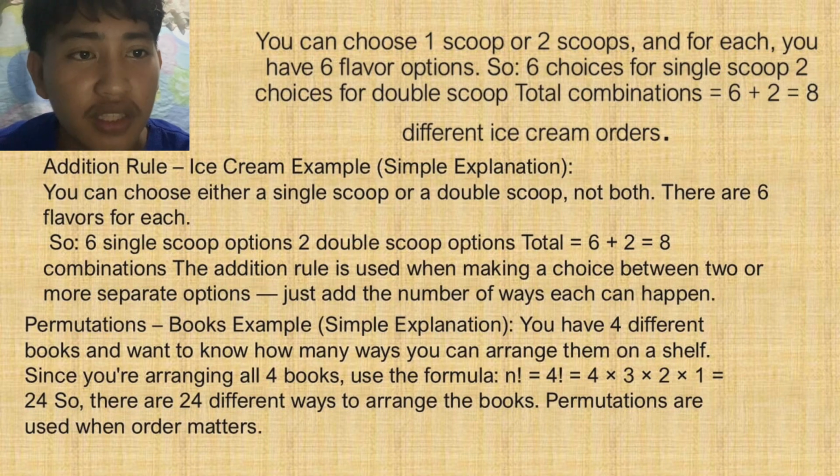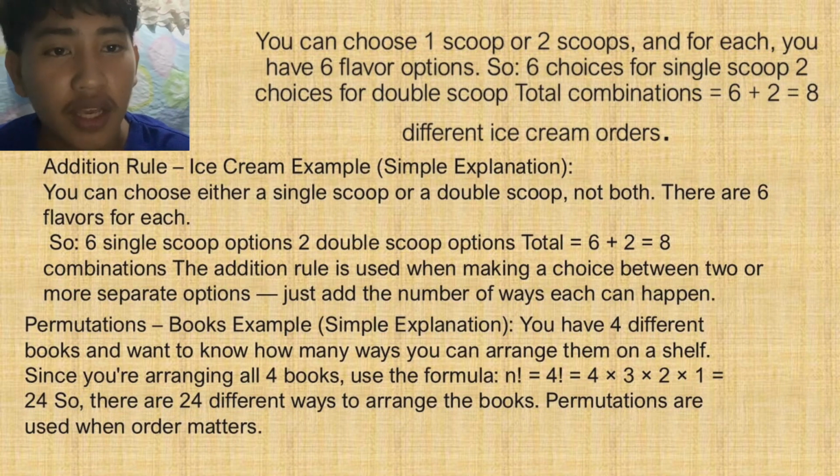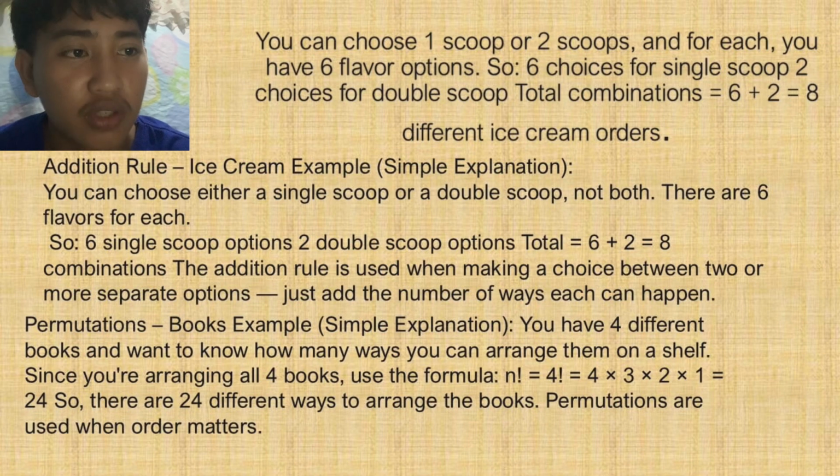Example, you can choose either a single scoop or a double scoop, not both. There are 6 flavors for each. So single scoop option 2, double scoop option 2. Total 6 plus 2 equals 8. The addition rule is used when making a choice between 2 or more separate options. Just add the number of ways each can happen.